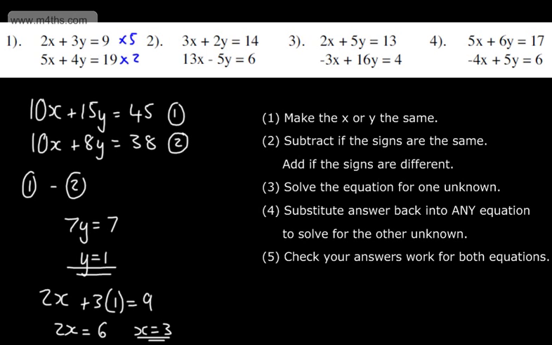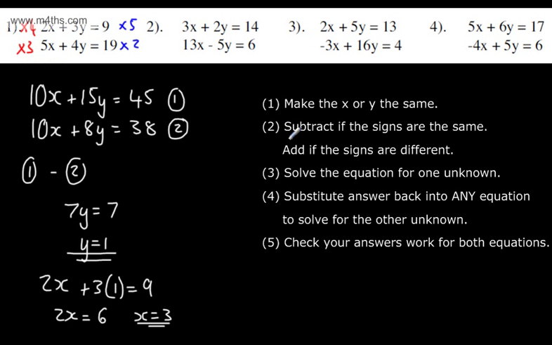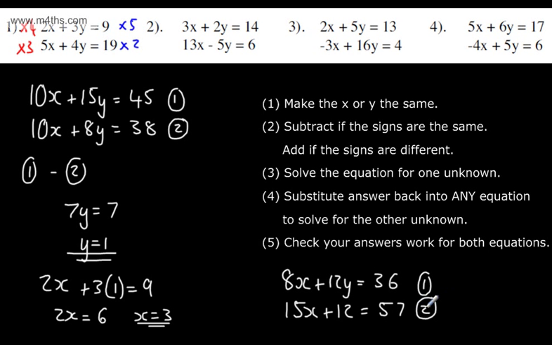Okay, let's say I didn't take that approach and instead I said to myself, well, I'm going to make the y's the same. If I make the y's the same, I'm going to turn these into 12y. So I need to multiply the top equation by 4 and the bottom equation by 3. So let's go ahead and do that. That's going to give me 8x plus 12y is equal to 36. The bottom equation multiplied by 3, 15x plus 12y is going to be equal to 57.